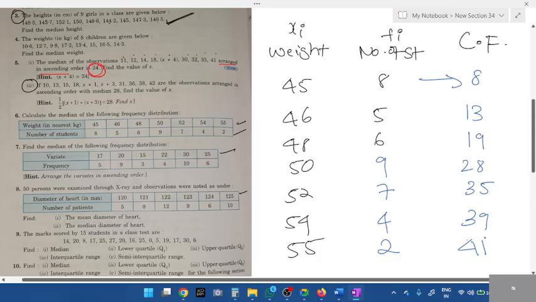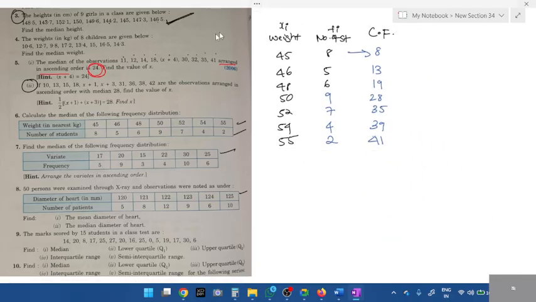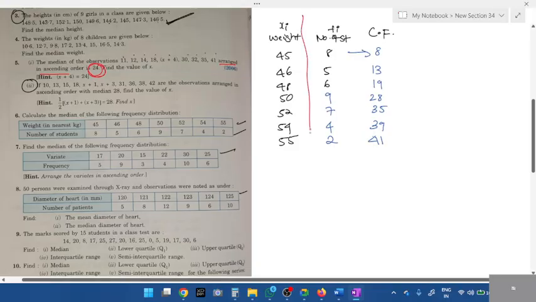Response, students. Done? Now what do you have to check? What's the first thing we have to do? Arrange in ascending order. If it is already arranged, just write it. Second step, find the cumulative frequency. I found the cumulative frequency. Third step, n. We need to check the number of values. This last value 41, you are supposed to take it as n. Is it odd or even? 41 is odd or even? Respond, all of you.